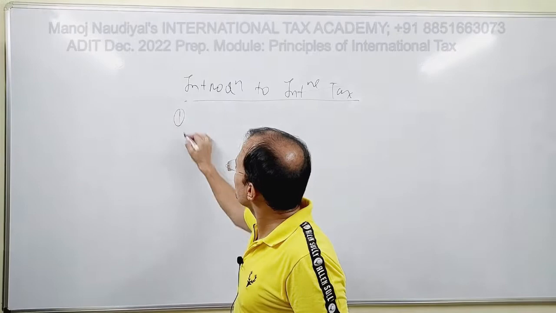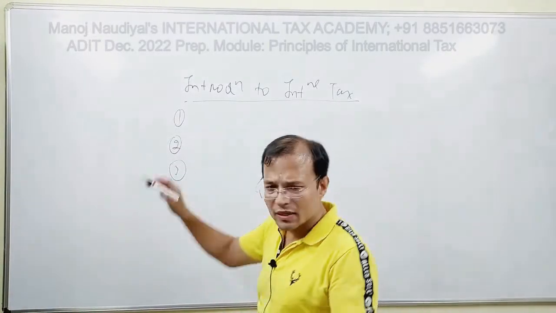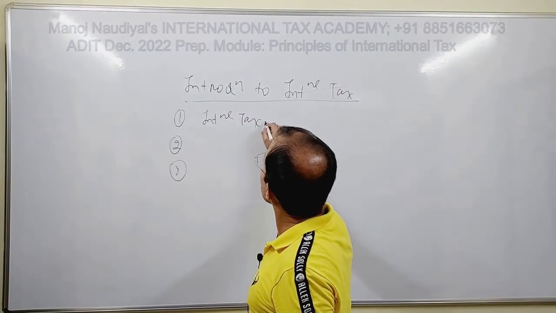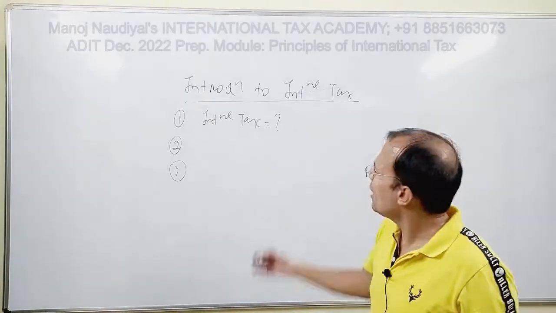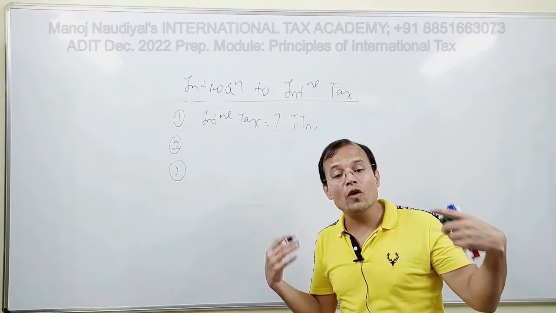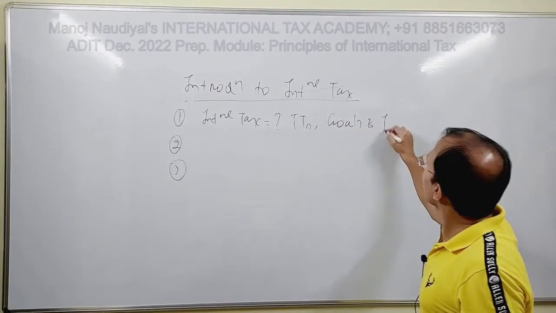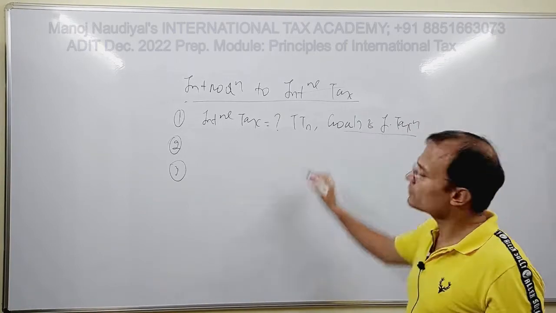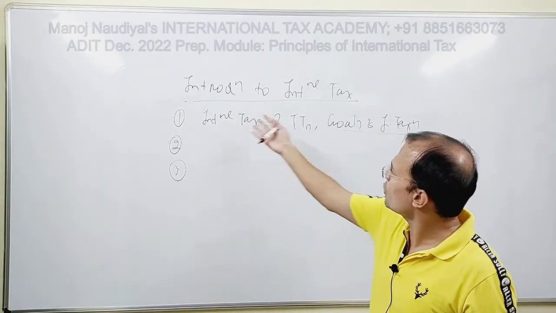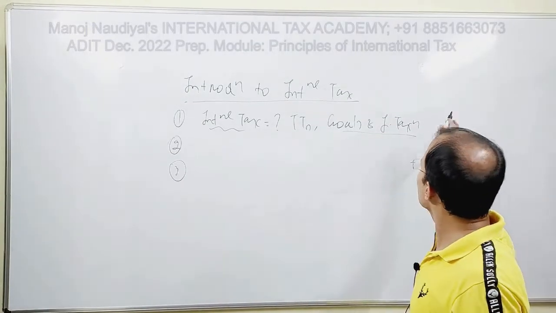In this we're going to take up three main topics. First is what is international tax? What do you mean by international tax? A very brief mention of tax treaties. Goals of international taxation. There will be 4 goals and then we'll discuss. And then we'll have certain concepts within this. So international taxation, tax treaties, goals of international taxation.